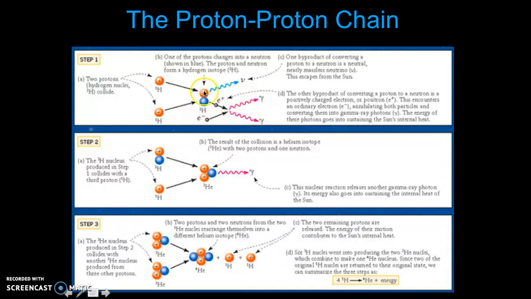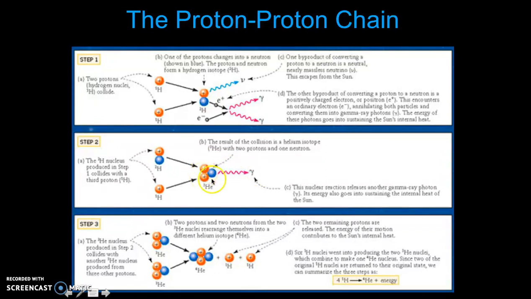Now we have this isotope of hydrogen floating around in a soup of all these protons. This isotope of hydrogen combines with one of those protons again, and now we get an isotope of helium. This reaction also produces some energy in the form of gamma rays.